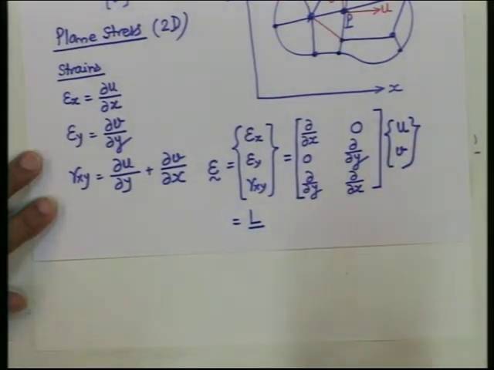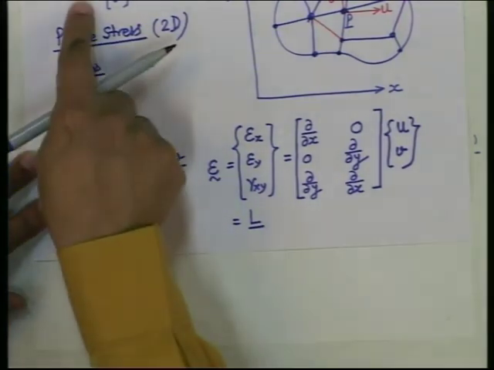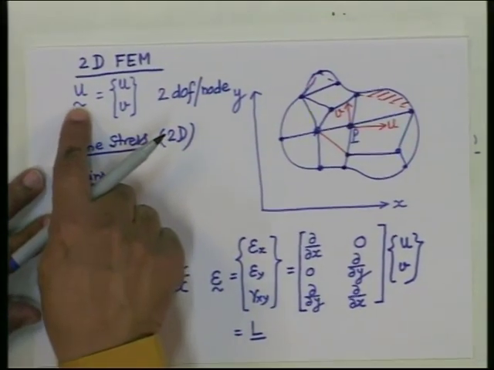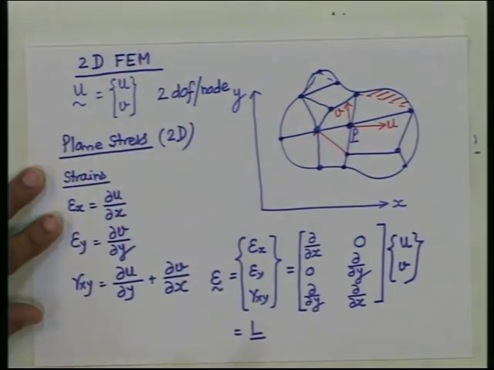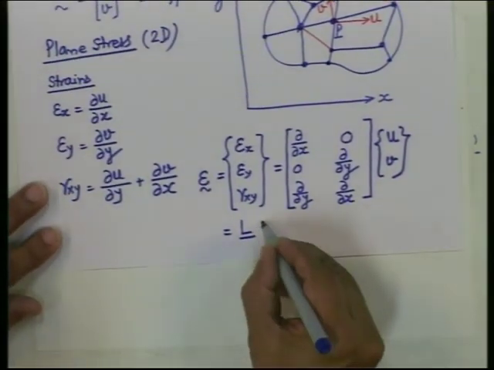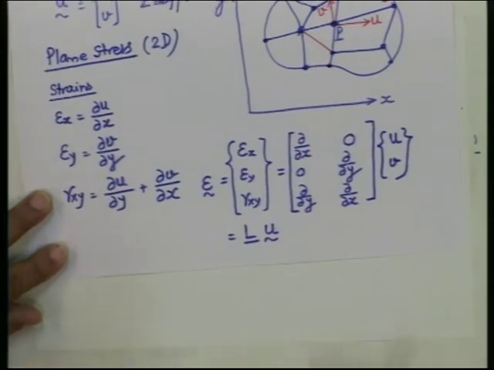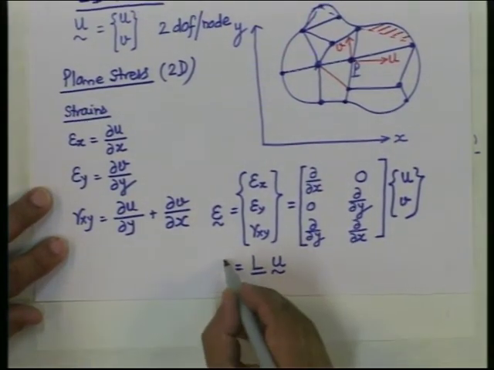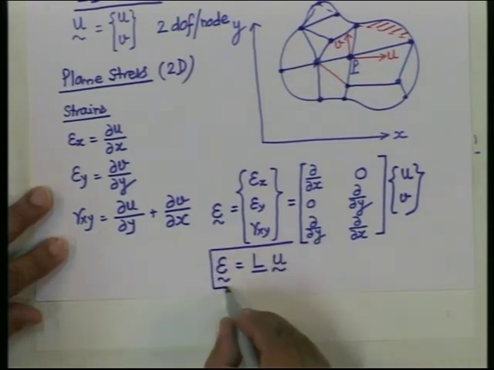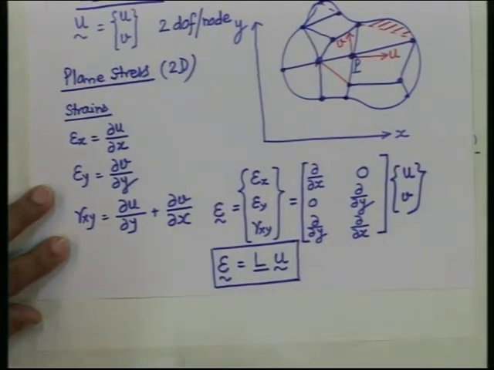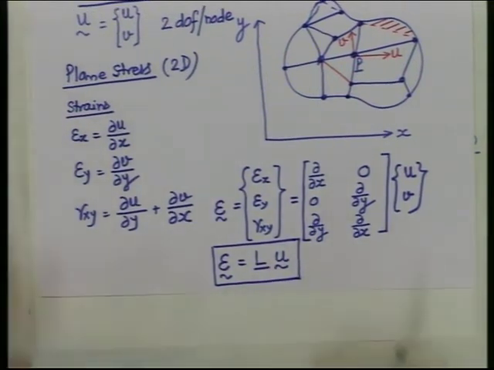Now, U is not a single quantity here, it is a vector. U of any particle P consists of 2 scalar quantities, U in the x direction, V in the y direction. So, it is a vector, and this is L times U. The form remains the same, but the meaning changes. This one has been established for plane stress. Similarly, for plane strain and generalized plane strain, please do this L matrix. First you have to do the L matrix.